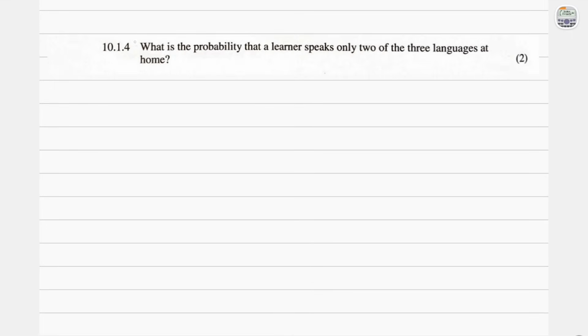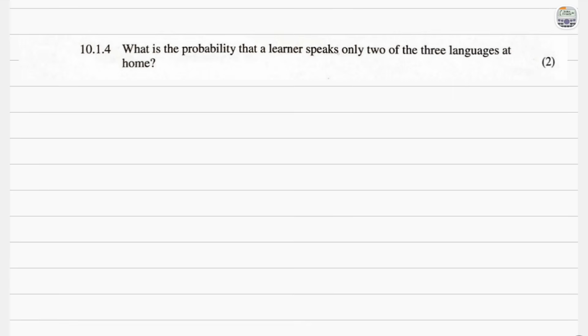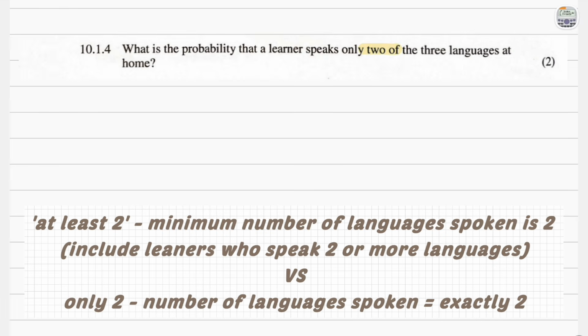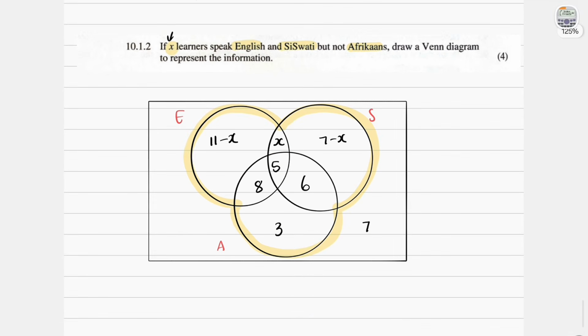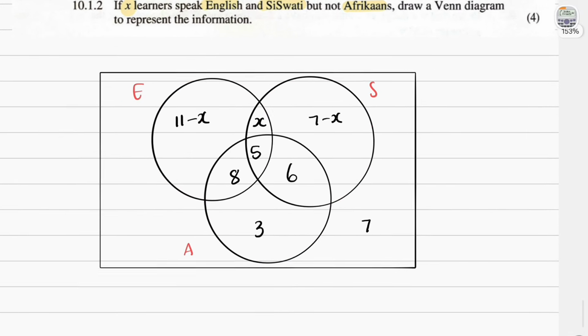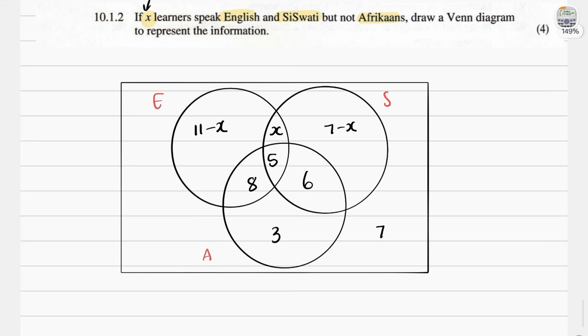Question 10.1.4 says, what is the probability that a learner speaks only 2 of the 3 languages at home? So we're specifically looking for learners who speak 2 of these languages. It's not a case where we're saying at least 2. They must speak only 2. So here's what we're going to look at in the Venn diagram. We're going to look for the places where learners speak 2 languages.